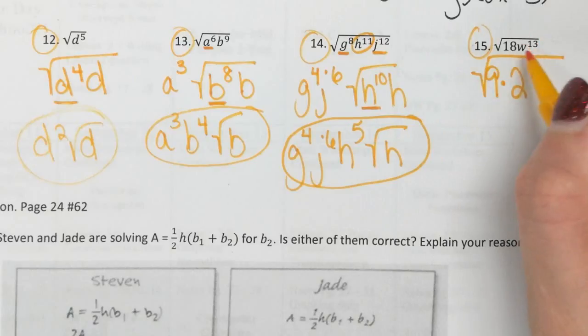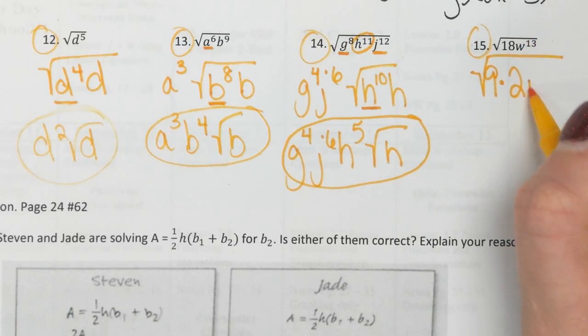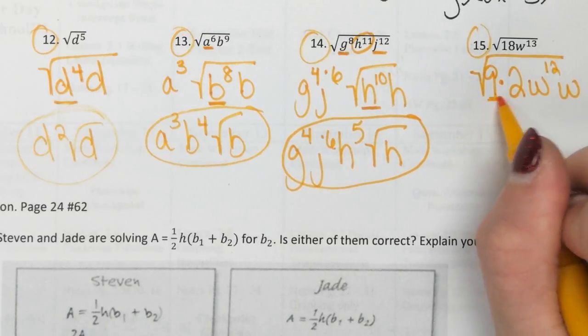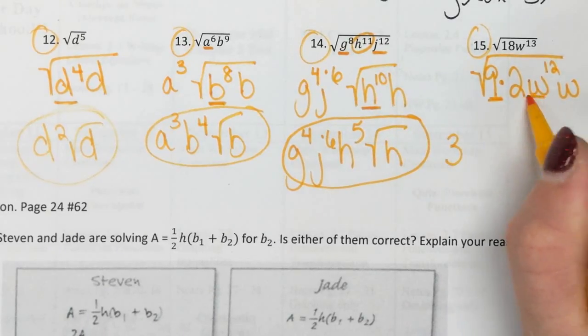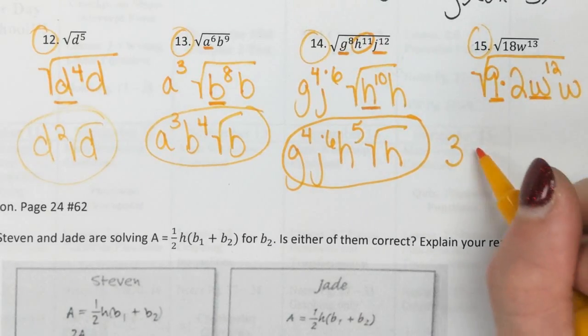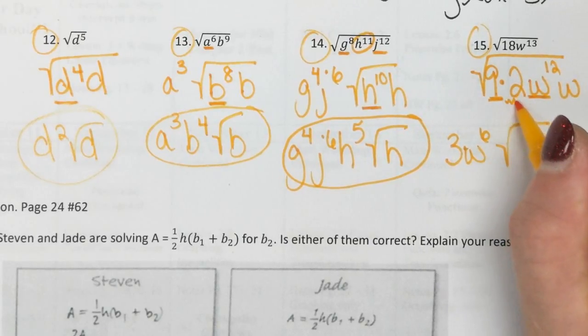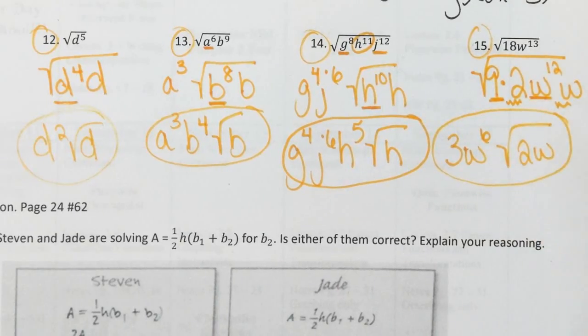All right, W to the 13, that's a letter. How do we do letters? There you go. W to the 12 and W. So the 9 gets to come out. What's the square root of 9? 3. And the W to the 12 gets to come out. What's that? W to the 6. And what 2 guys are left in? 2W. Very good. Very good, guys. All right, last one.